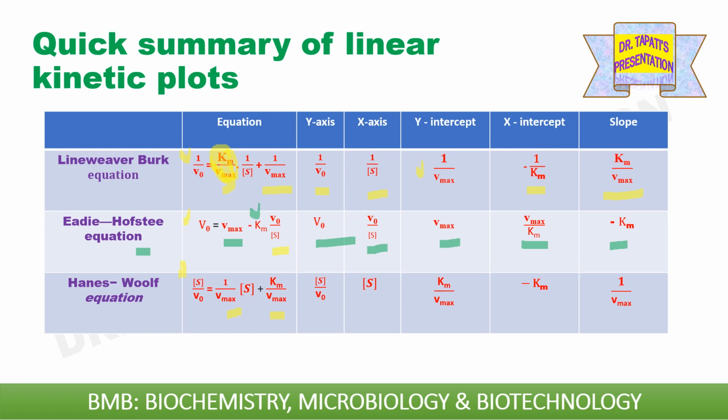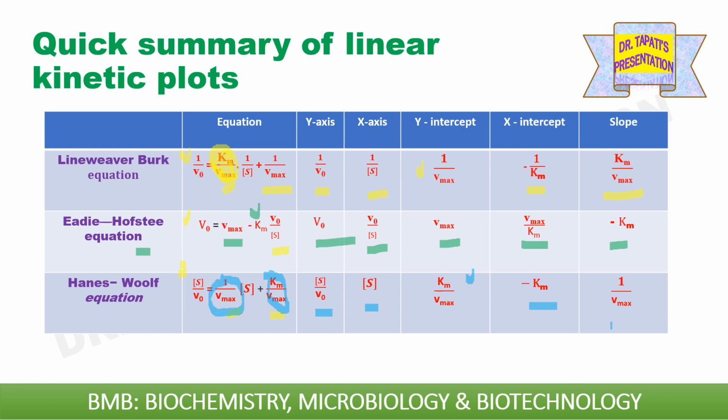And next, third equation is Hanes-Woolf equation. In that case, we are plotting S by V0 versus S. In that case, y-intercept is Km by Vmax. It is the C value for y equal to mx plus c equation. So it is y-intercept Km by Vmax, and x-intercept is minus Km. Again, we are getting this value by extrapolating the graph. And slope is 1 by Vmax. You will get this value from the main equation.